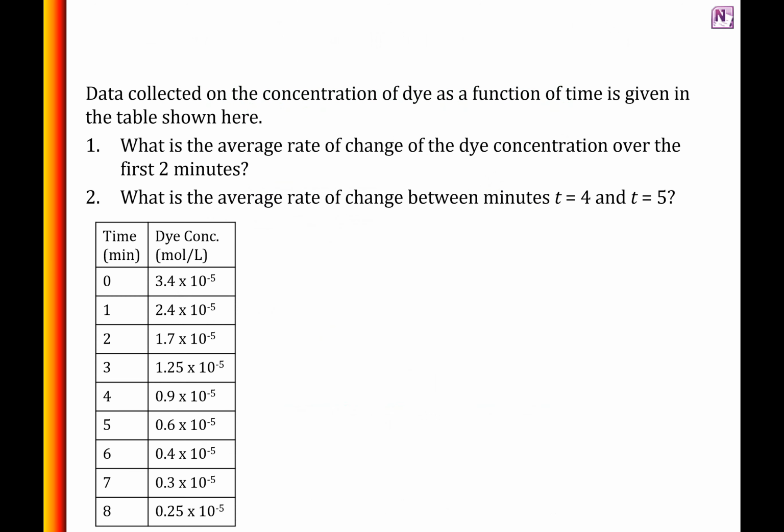Okay, so what if we have concentration data like this? This says that it's data collected on the concentration of a dye as a function of time, and that's given in the table. It asks two questions. It wants to know what is the average rate of change of the dye concentration over the first 2 minutes. And then it wants to know what is the average rate of change between t equal to 4 and t equal to 5 minutes. Use those same general reaction expressions and see if you can answer these two questions. And we'll go over them together.